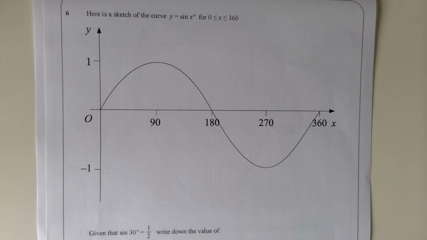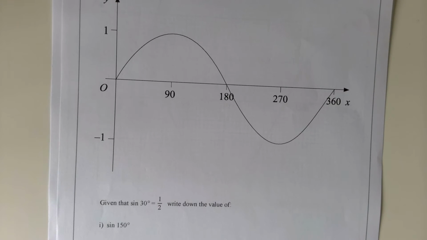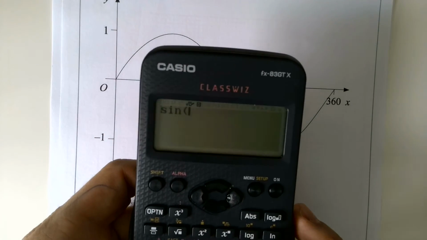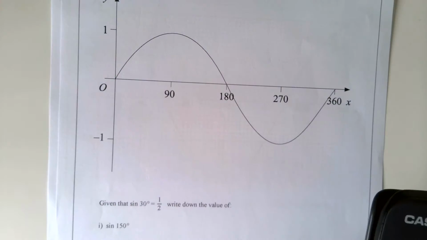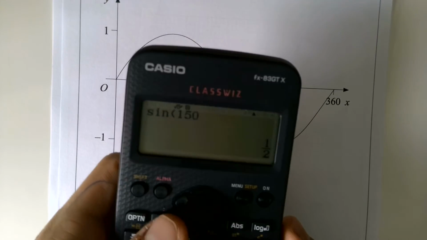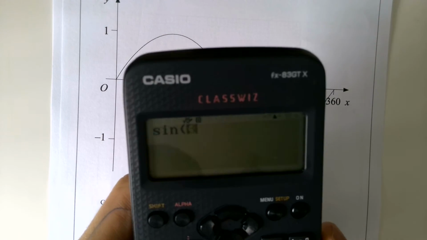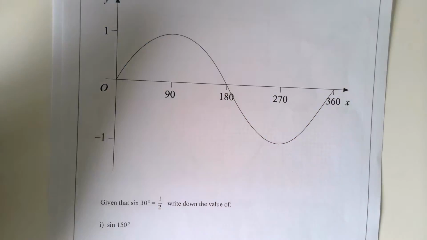Okay, moving on to this one. Here's a sketch of the curve y equals sine x for 0 less than or equal to x less than or equal to 360. Given that sine 30 equals 1/2, write down the value of sine 150 and sine 330. Now, this would probably be unlikely to come up given that your next two exams are calculator exams, because all I could do is type in sine 150 and get 1/2, or sine 330 and get minus 1/2, and move on to the next question.